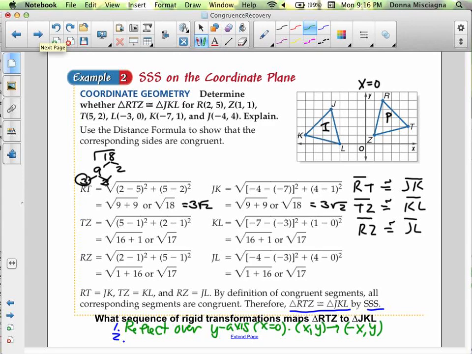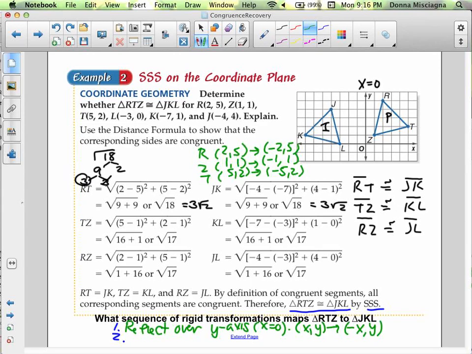All right, so we're reflecting our pre-image, which is triangle RTZ. R is at 2, 5. That would go to negative 2, 5. And Z is at 1, 1. That would go to negative 1, 1. And finally, T is at 5, 2. That would go to negative 5, 2.